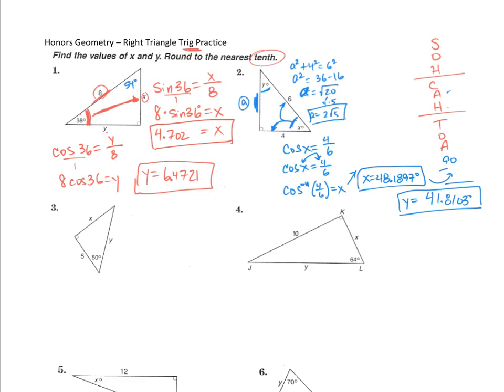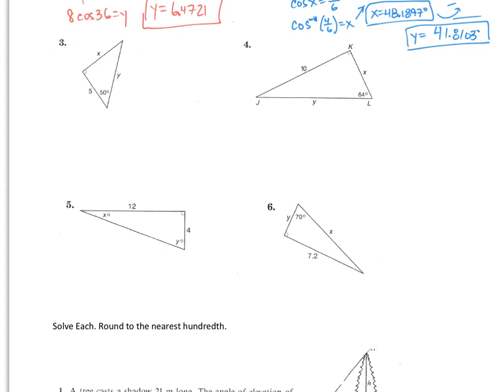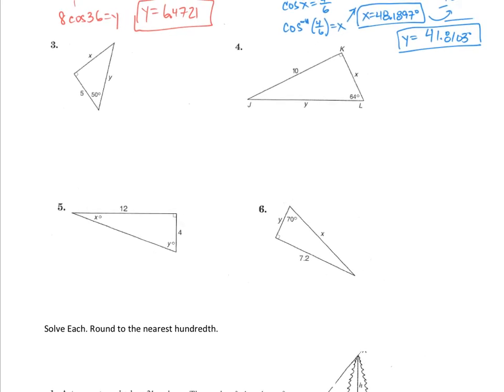All right, so let's move on to number 3. And on number 3, that angle is 50 degrees. Let's see what we could do with that. So here's my angle, 50 degrees. I can easily get this one. This one will be 40 degrees.